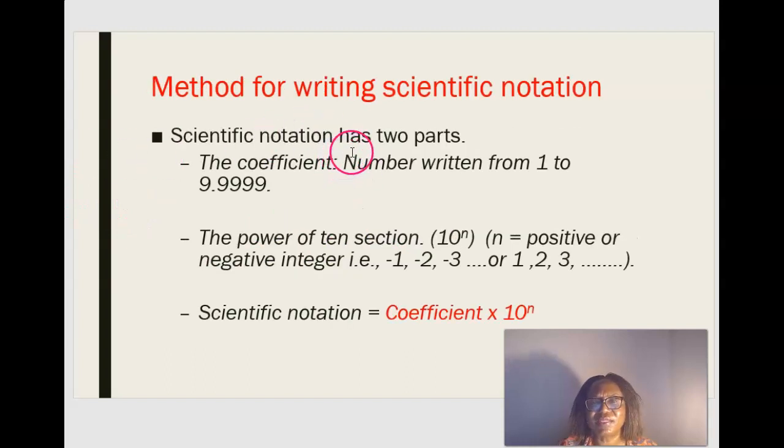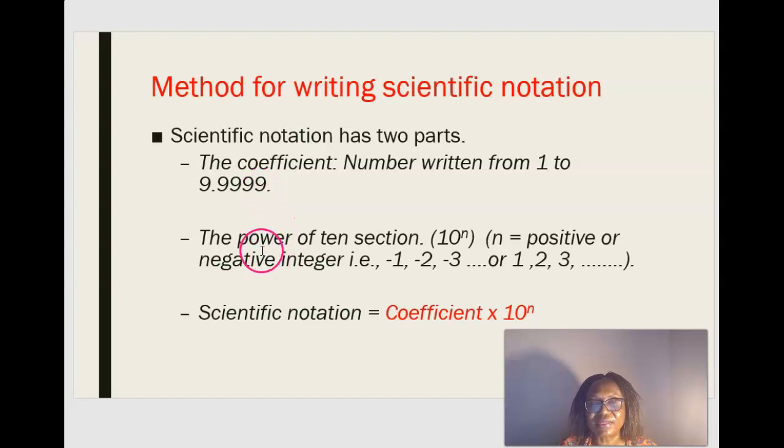So, method of writing scientific notation. What we have to note is that scientific notations have two parts. They have the coefficient part, which is a number from 1 to 9.999. This coefficient cannot be less than 1, and it cannot be 10 or above. It must be 1 to 9.999.